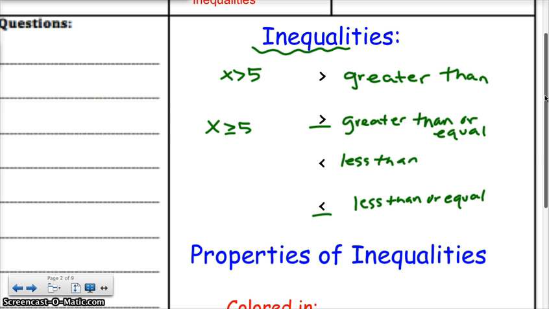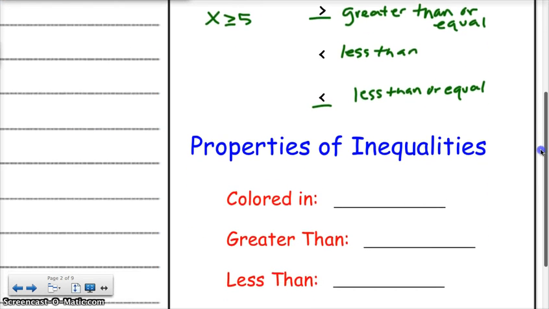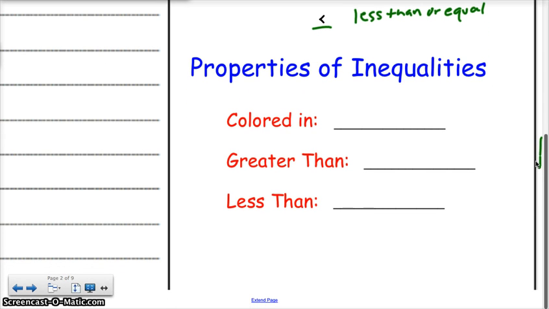All right, so that's the first thing. A lot of times students are like, which one's bigger than, which one's less than? Now you have a resource to be able to check that out yourself, okay? Properties of inequalities. If it's colored in, anybody remember what that means? Yes, it can equal. If it's colored in, that means it could equal the number.